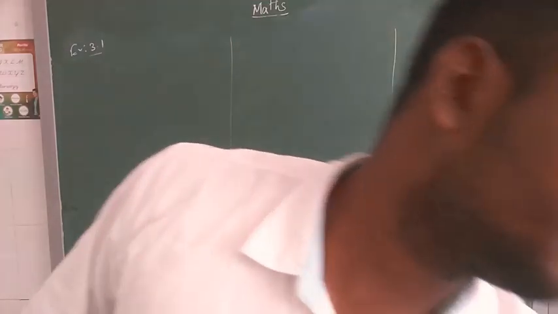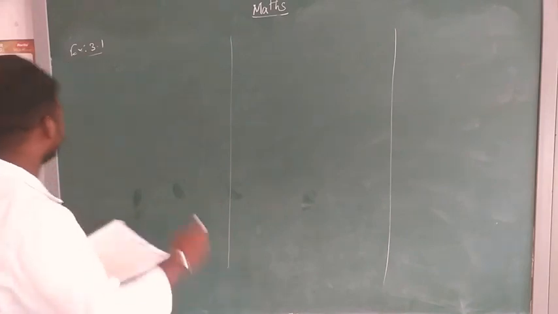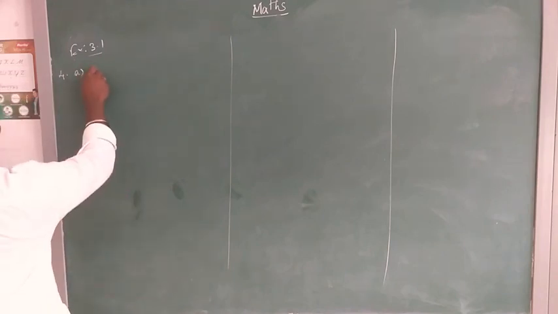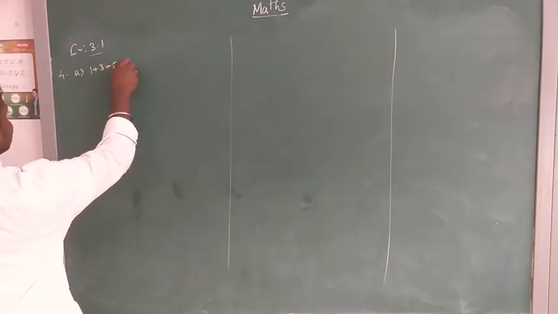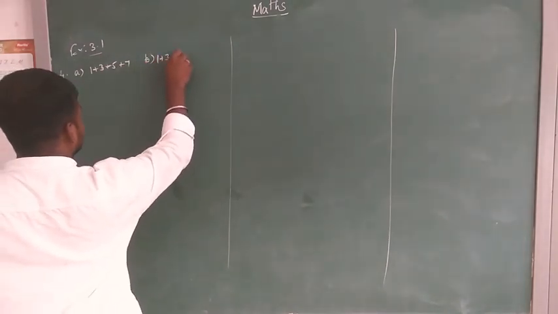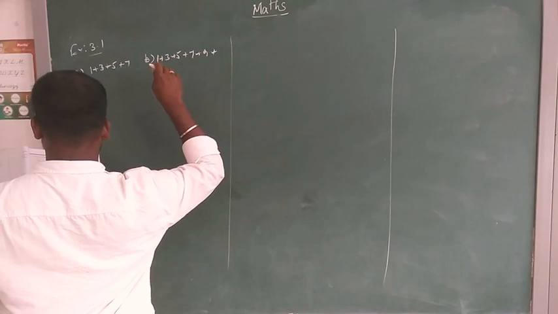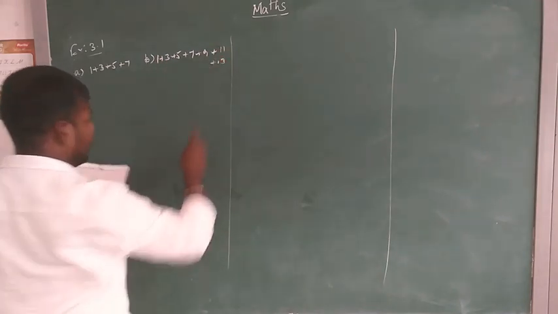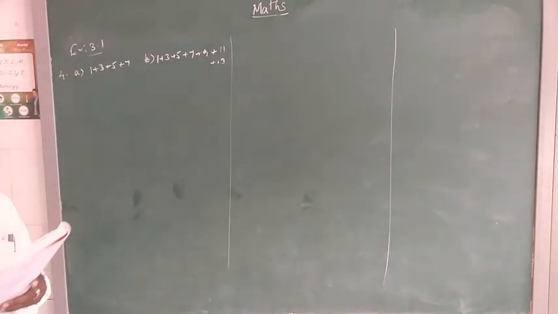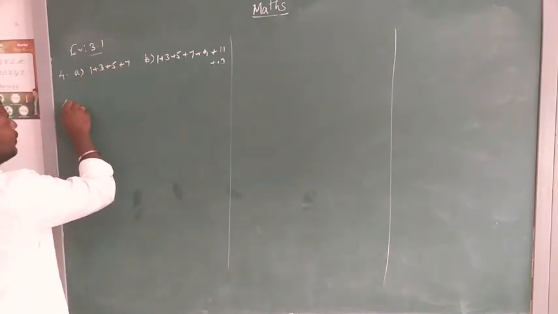What is the fourth problem? Without actual addition, find the sum of the following. First one is 1 plus 3 plus 5 plus 7. And the second problem, 1 plus 3 plus 5 plus 7 plus 9 plus 11 plus 13. You need not add, but we want to find the answer. How can we find it?